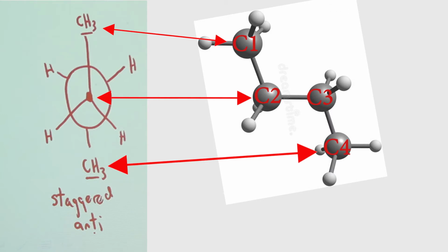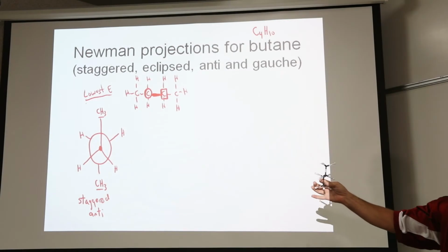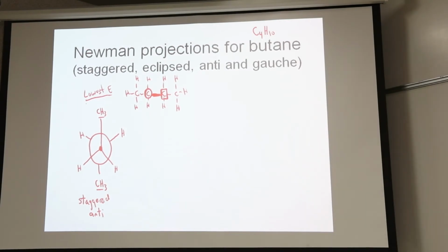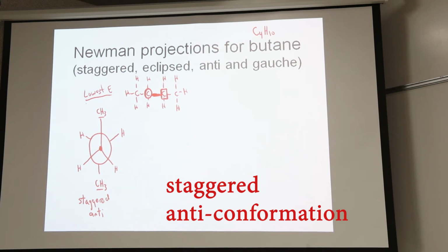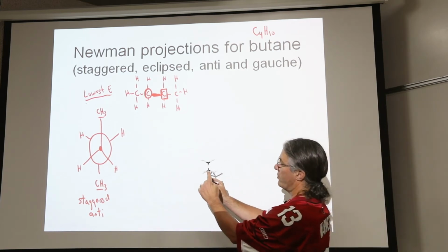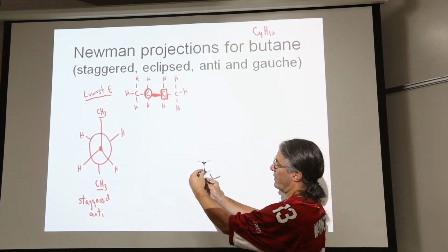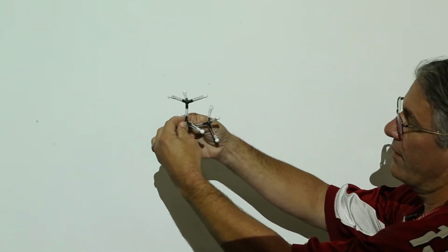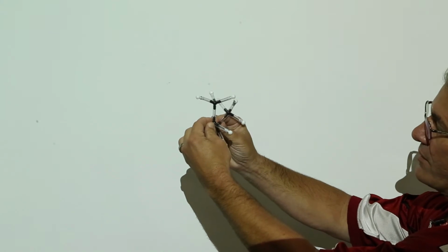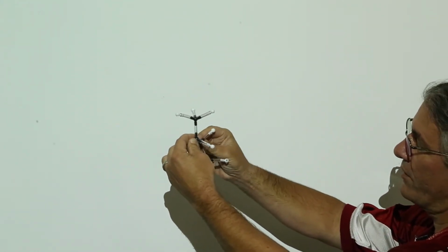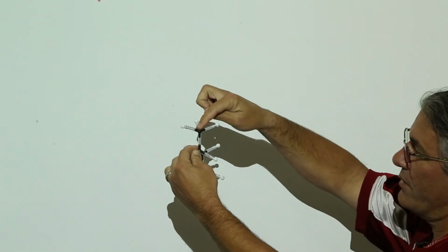So that's a good representation of what this model is representing, and it's a staggered and anti conformation. If I go ahead and rotate around the single bond, I'm going to keep carbon 2 exactly in place, carbon 1 pointed straight up, but when I grab carbon 3, I can rotate, and that brings this methyl into different positions with respect to the first carbon. The first carbon is here.